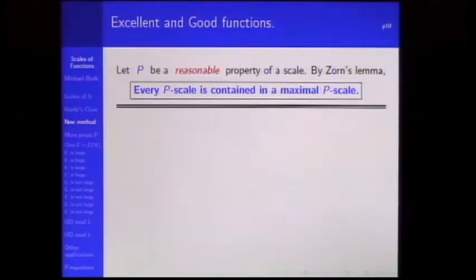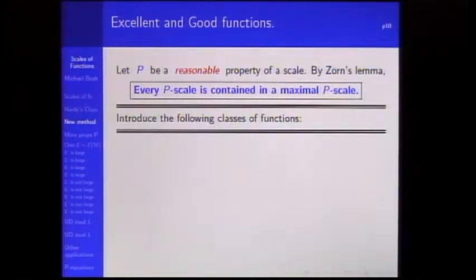Let P be any reasonable property of a scale. What do I mean by reasonable? I don't want to define it precisely, but I want that Zorn's lemma can be applied: every P scale, meaning a scale satisfying property P, belongs to a maximal P scale. Whenever the property P means being closed under certain operations, binary or whatever, then obviously this property is reasonable. Every P scale belongs to a maximal P scale.